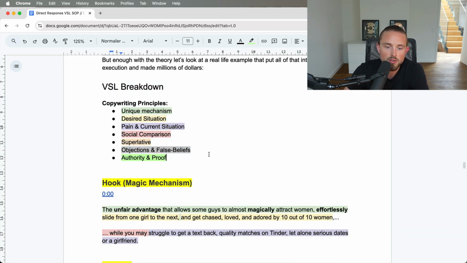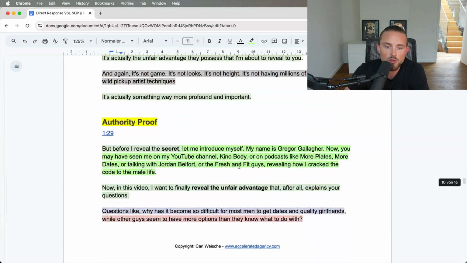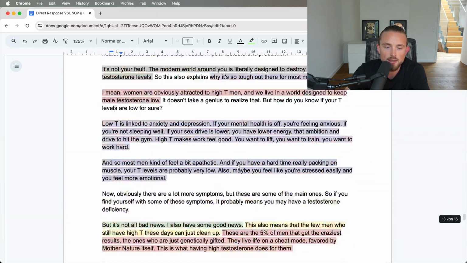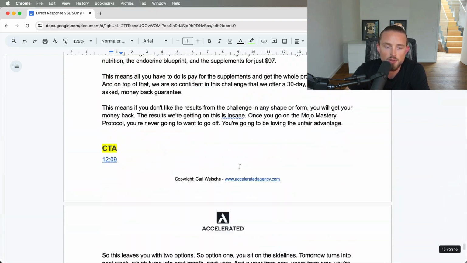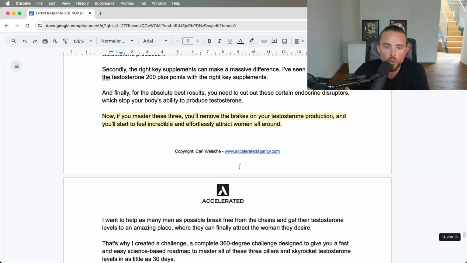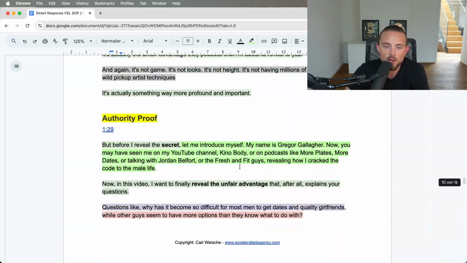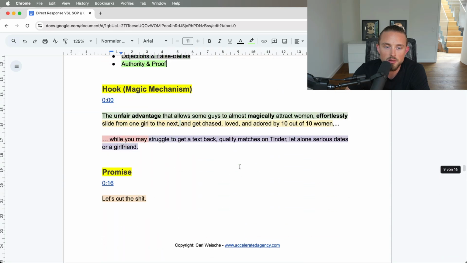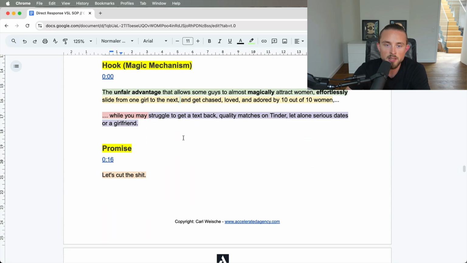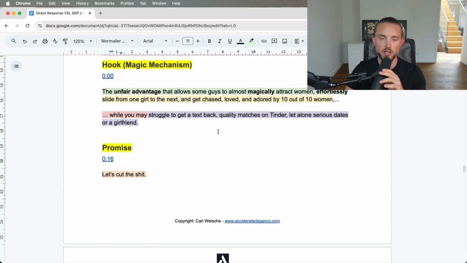Now again, we have the different copywriting principles. What you can see here on screen is exactly the complete script for this VSL, and you can see it was around 13 minutes long. Now what I'm going to do is play the different segments of the VSL, and then afterwards I'm going to explain the exact copy behind this to you. Now let's start with the hook.